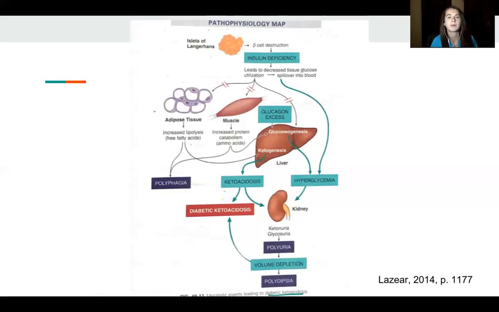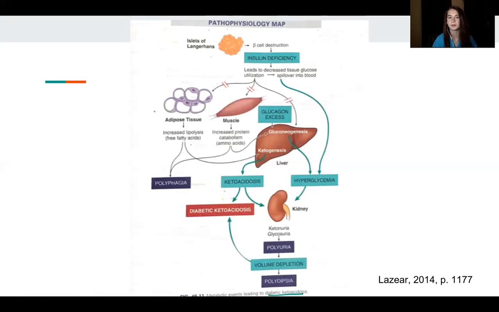And this is a little map that shows DKA based on all the systems. So at the top there, you have the pancreatic cells. The beta cells are being destroyed. And so there is lack of insulin, which leads to the skeletal tissue breaking down fatty acids and breaking down the muscle, which leads to hunger of the cells, polyphagia. And then finally, the liver is like, hey, I need some more energy. So you're trying to secrete more and more glucose to try to get those cells to take that up. And it's just not working.